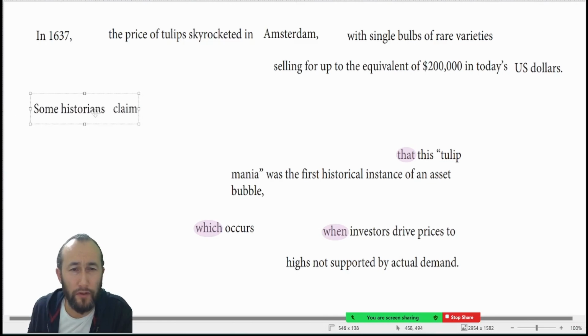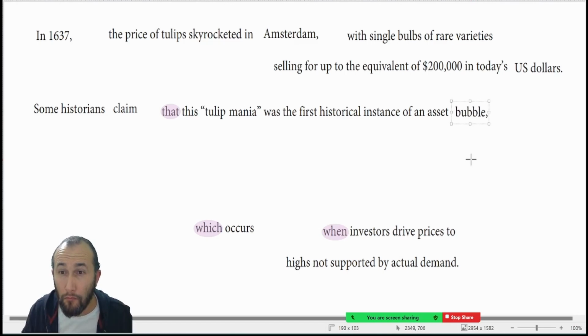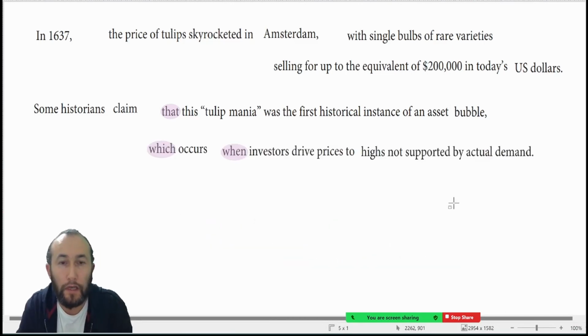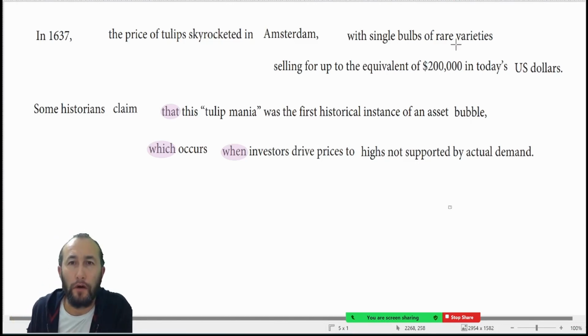So some historians claim, and then that, I'm going to put this here. Claim that. Asset bubble. And now we have which occurs. So you see, we brought them into a proper order now, and it's easier to understand now, I believe.